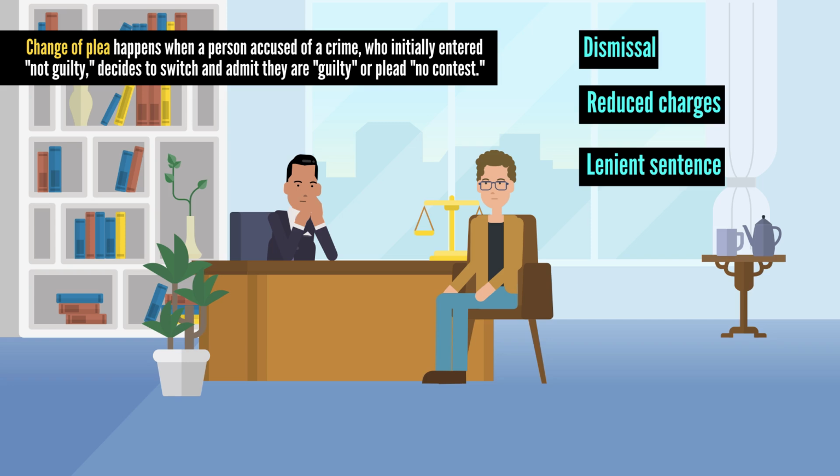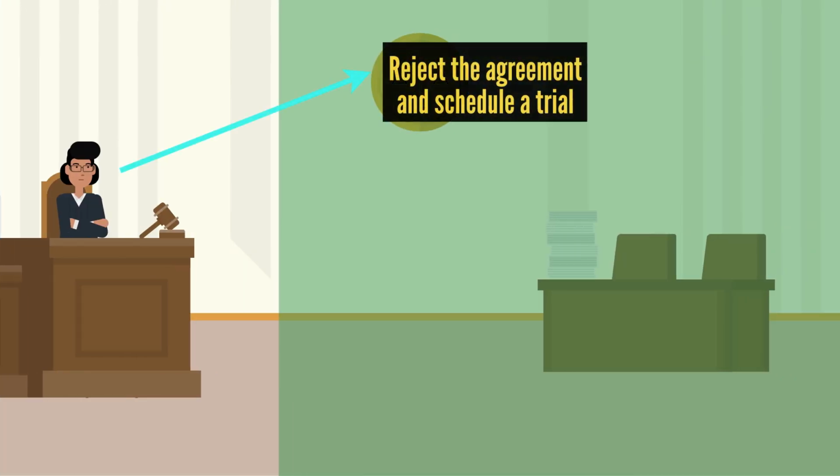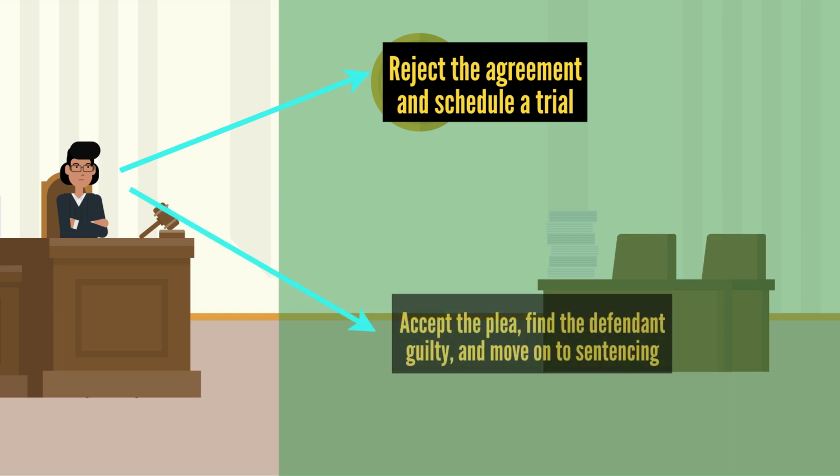This change of plea is a big legal move, showing that the accused accepts responsibility for the stated offenses. During the process, the defendant formally admits guilt, signs a document waiving certain rights, like the right to a trial and cross-examining witnesses, and acknowledges the agreed-upon terms. Victims also have the right to be present and express their views on the plea agreement. The judge can either reject the agreement and schedule a trial, or accept the plea, find the defendant guilty, and move on to sentencing. This approach speeds up the case resolution, avoiding a full trial.